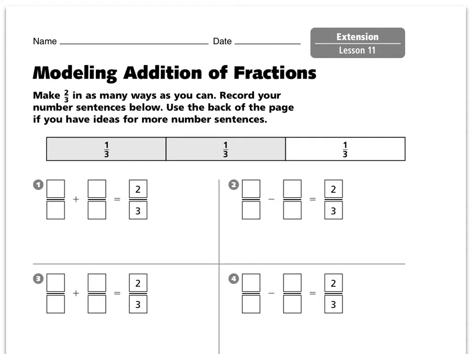So let's look at number 1. We need to add in order to figure out how much 2/3 would be. So I know that 1/3 plus 1/3 would equal 2/3. Now I can subtract, and I know that 3/3 minus 1/3 would equal 2/3.